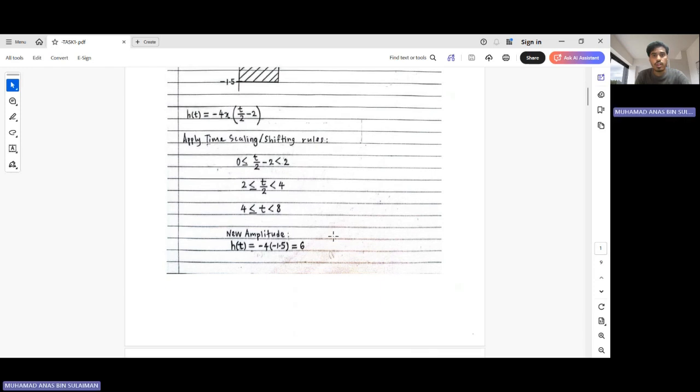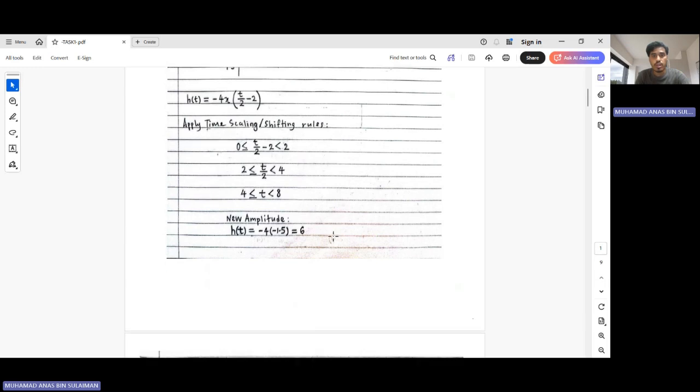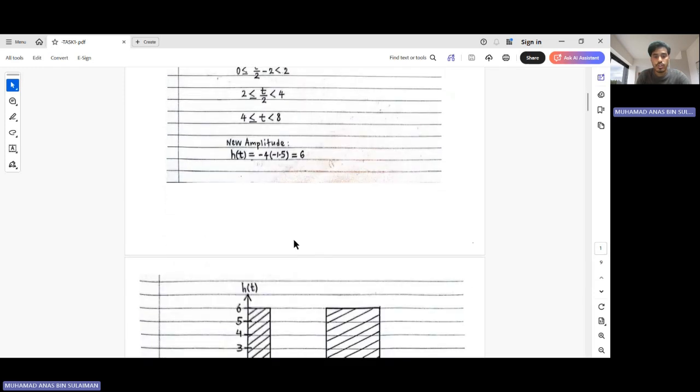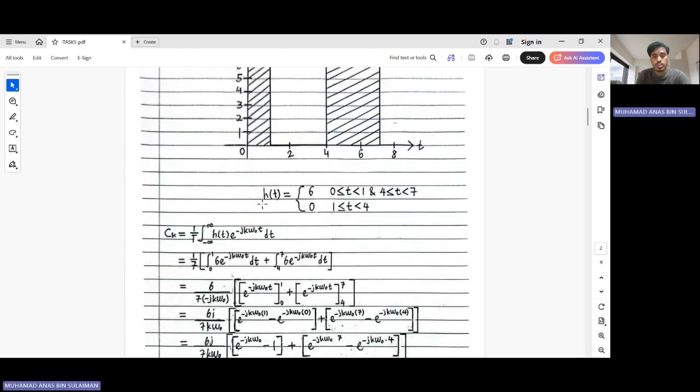Since the system repeats every 7 seconds, the interval from 7 to 8 wraps around to become 0 to 1. So the new amplitude we get is h(t) equals negative 4 multiplied by negative 1.5, equal to 6. And the h(t) function will be 6 for 0 less than or equal to t less than 1, and 0 for 1 less than or equal to t less than 7.